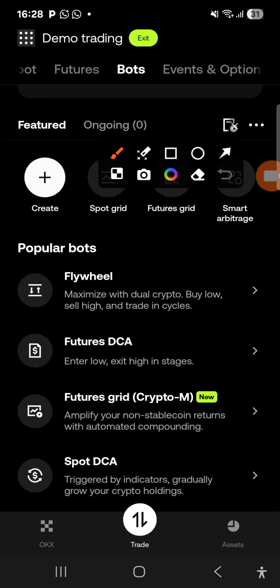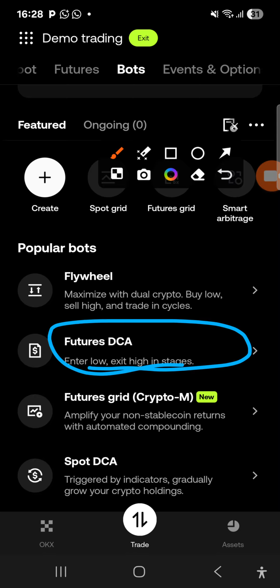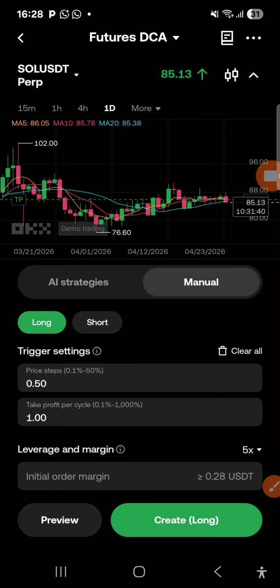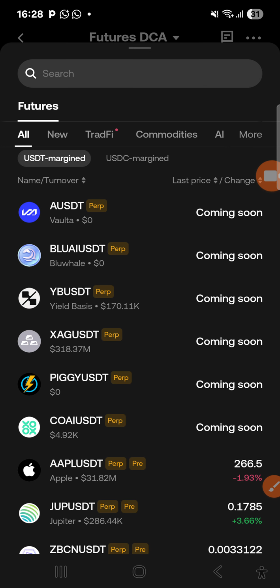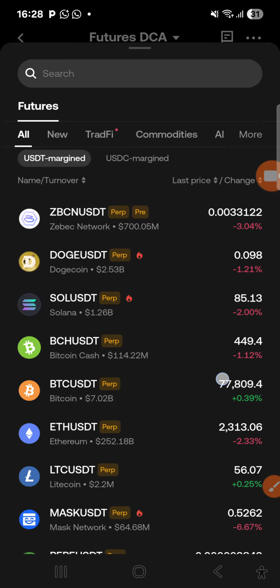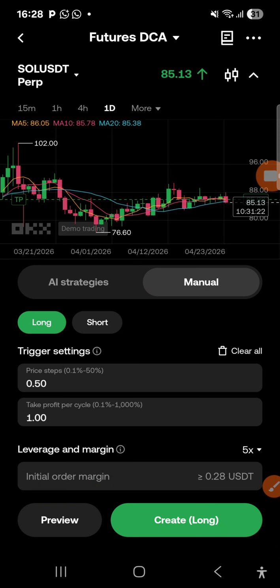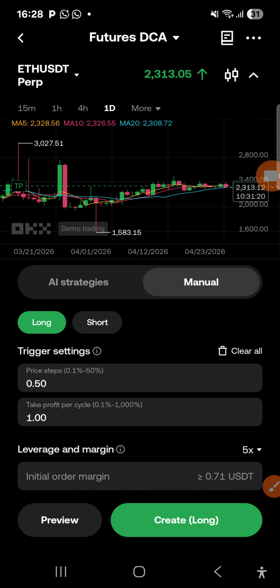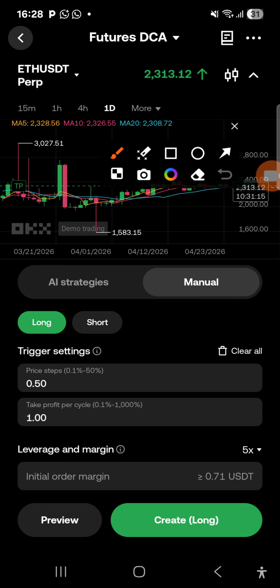Now let me tap on Futures DCA. Okay, now I tap on it like this and we move on. Here I see Solana is up here and you can tap on Solana. Here come a lot of projects and you choose the project that you want. Okay, now let me put Ethereum like this. Okay, Ethereum has come here at the top as you see.